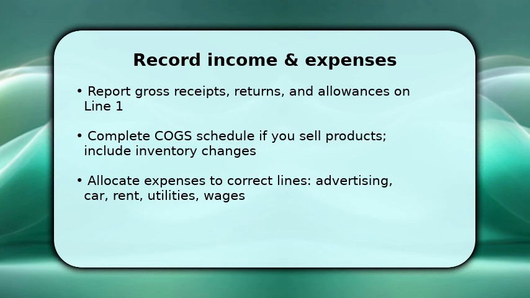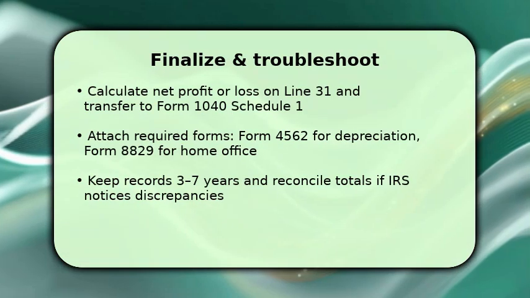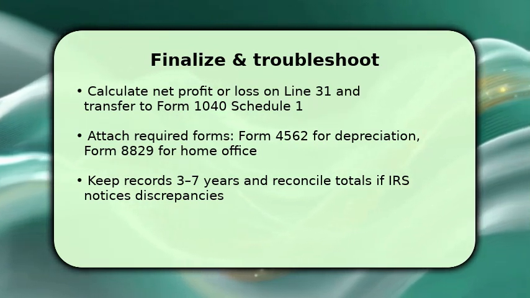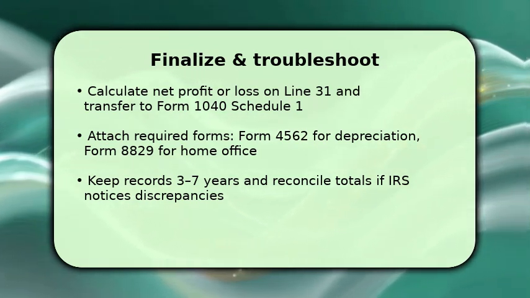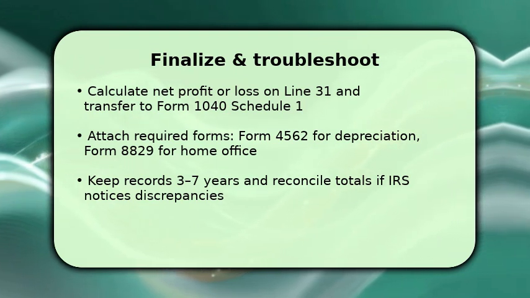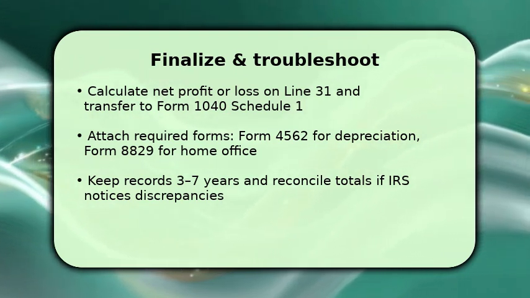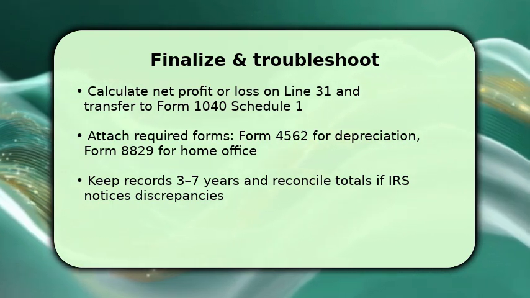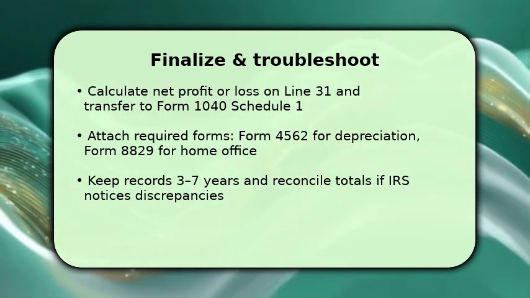You finish by calculating net profit or loss on line 31 and transferring it to Form 1040 Schedule 1. Attach supporting forms such as Form 4562 for depreciation and Form 8829 for a home office deduction when used. Sign, date, and file on time. Retain records for several years.